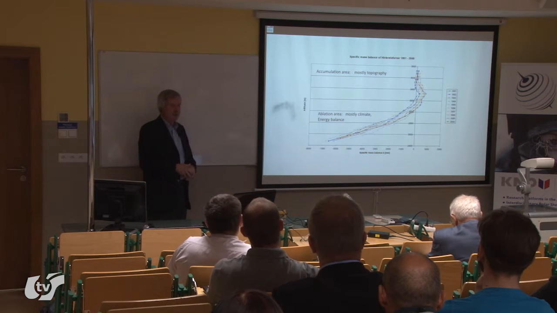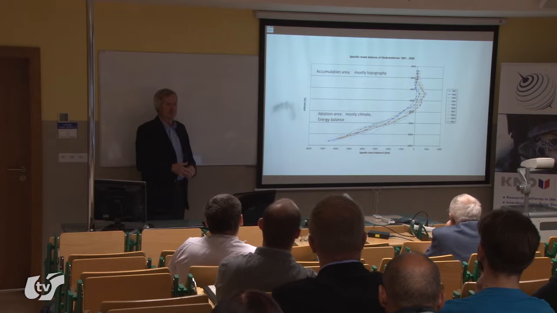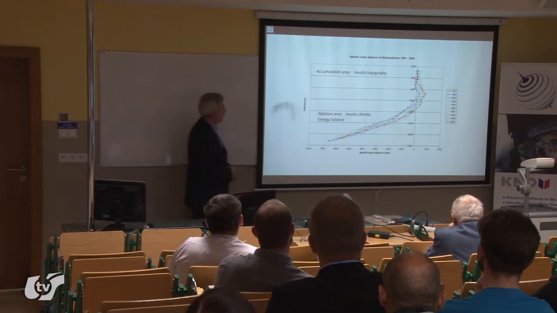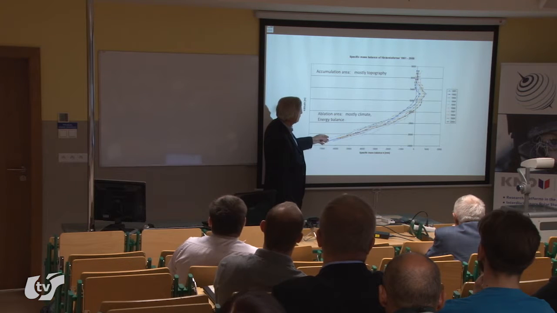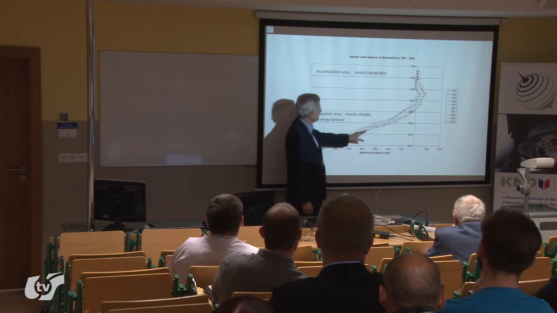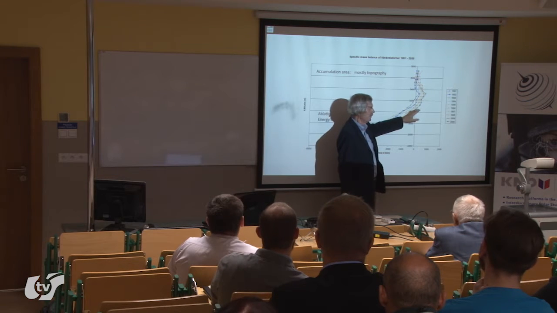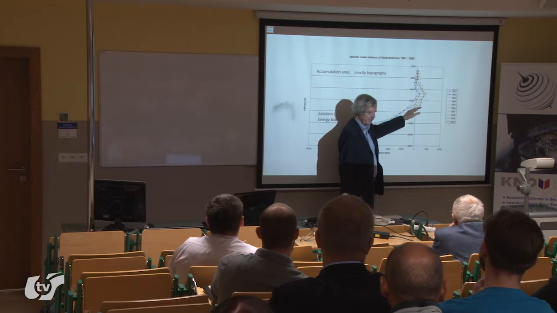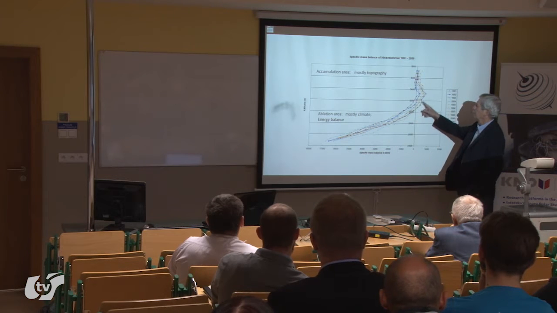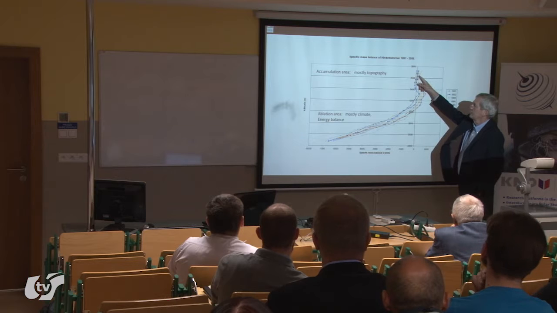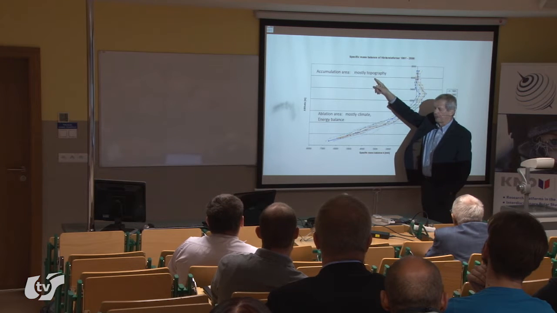How is the distribution of specific balance with altitude? We can tell that in the lower part of this glacier, we have a very regular change with elevation, which is determined by temperature and radiation, and then we have a part that is irregular and is mostly determined by topography.